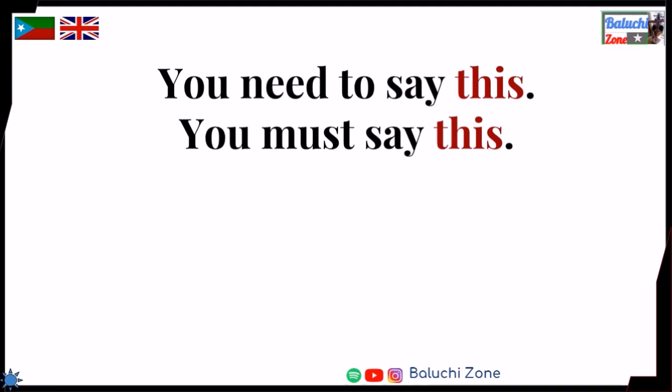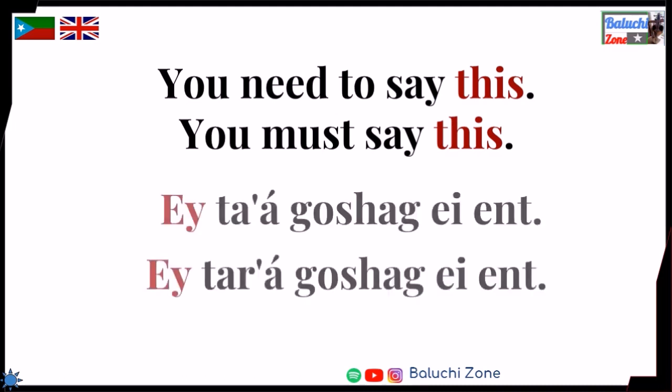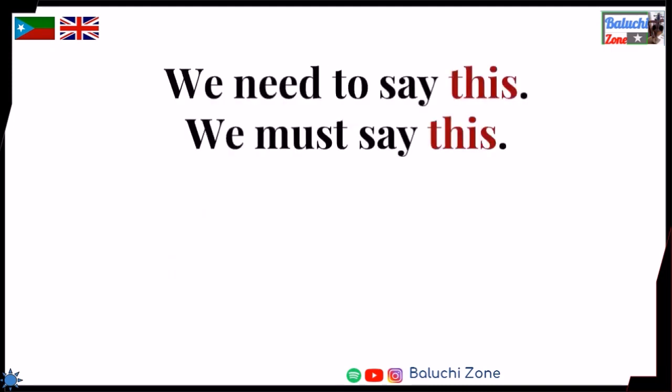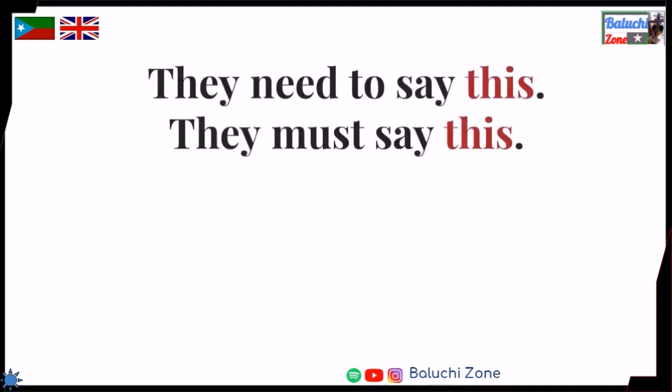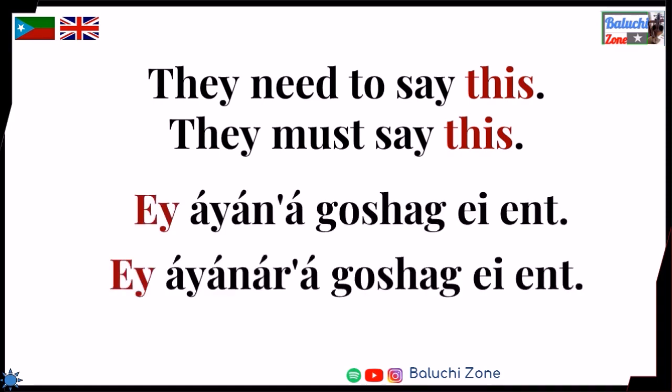How about you need to say this? Ie teo goshagient or ie taro goshagient. We need to say this. Ie maya goshagient or ie mara goshagient. They need to say this. Ie ayana goshagient or ie ayanara goshagient.